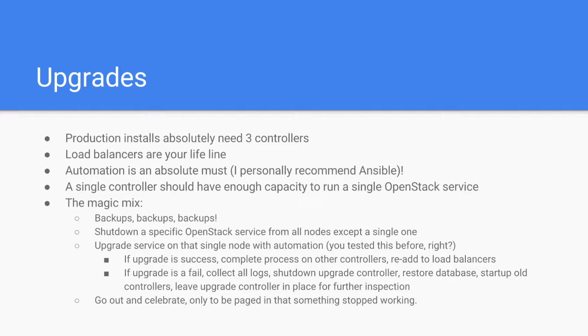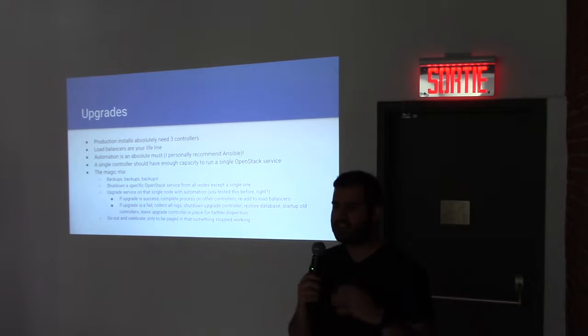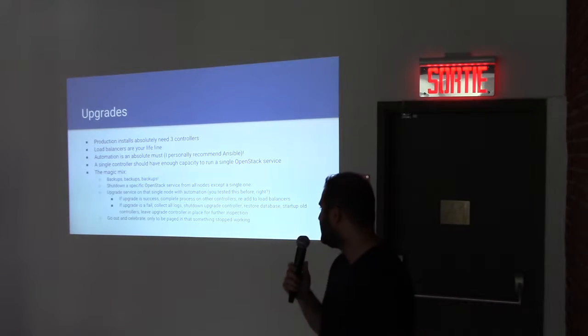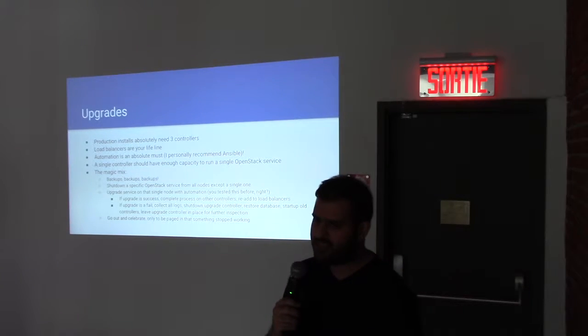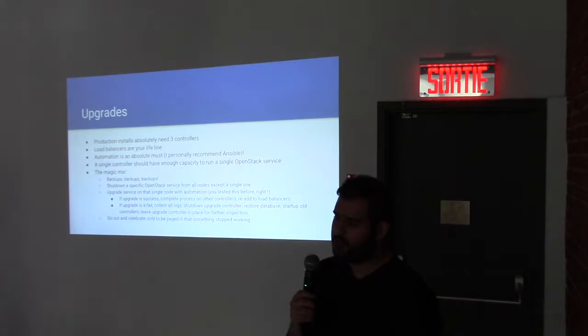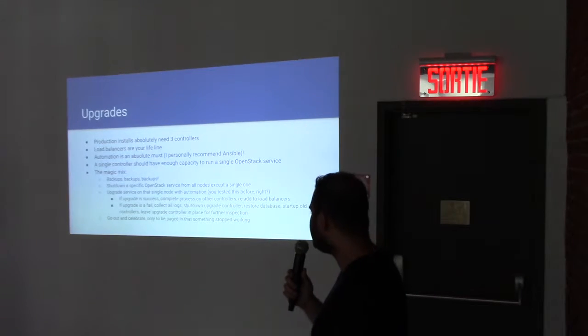So this is the mix of how we do upgrades and how things have always worked for us. First of all, you need to make sure that your control plane, a single machine, should be able to handle all of the load of your OpenStack cloud. That's the most critical first step that you need. Then you start off by backing up all your databases, your configs, whatever you need, because you will probably need to roll back at some point.